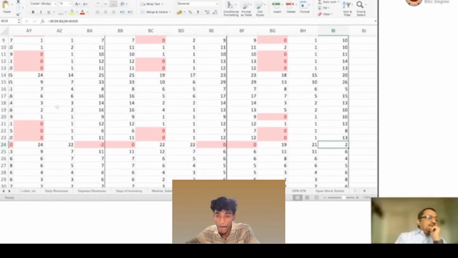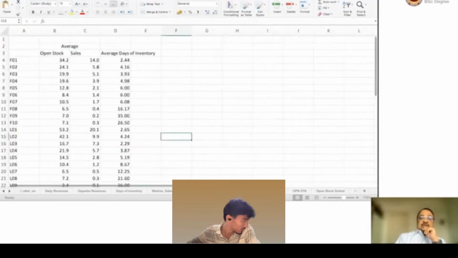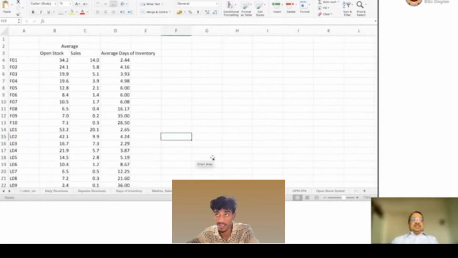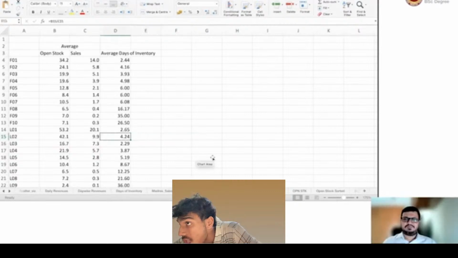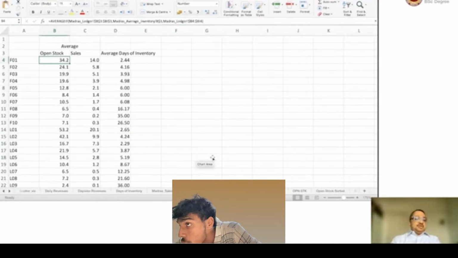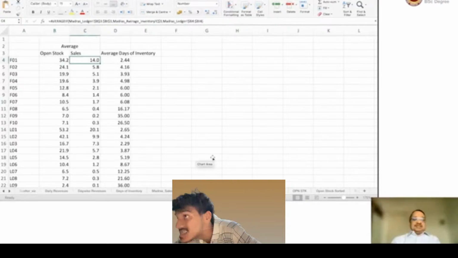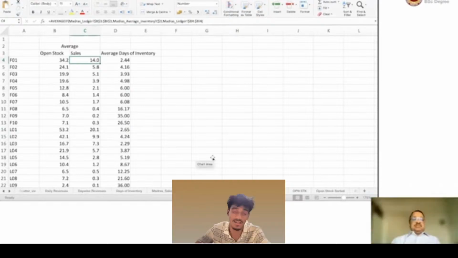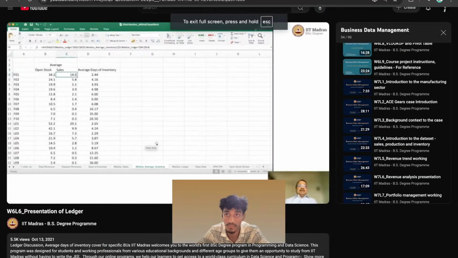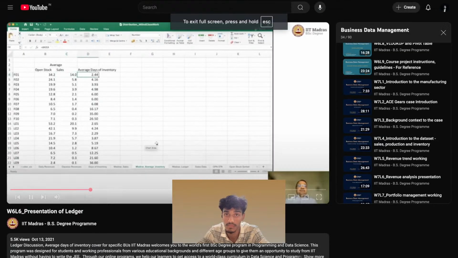So we did do that, Omkar, as you had suggested. We computed Madras average inventory. We've not done it on a daily basis. Maybe the students can try and do it on a daily basis. But what we did was compute, for each SKU over the 15-day period, the average opening stock and the average sales. And then, as you had suggested, we computed average days of inventory.